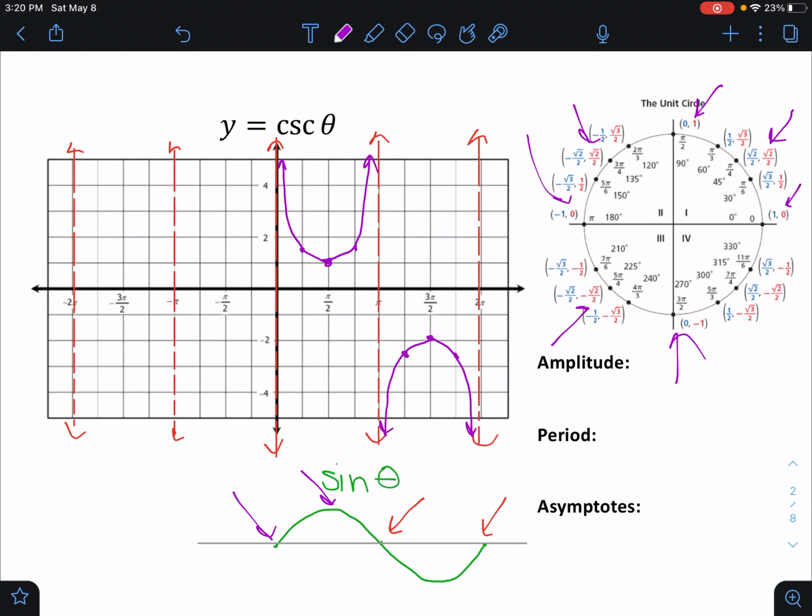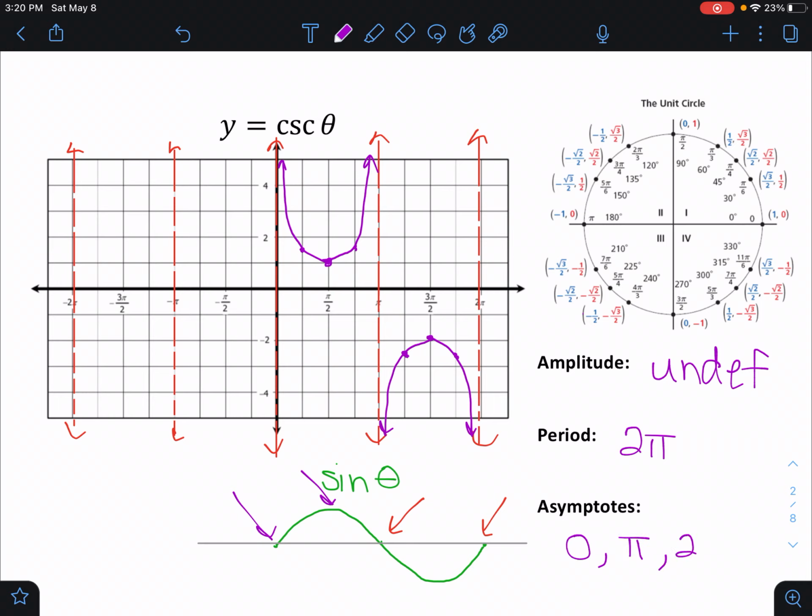Now this cycle repeats, so my amplitude for cosecant is still 2 pi, okay? The period, I shouldn't say amplitude, I should say the period is still 2 pi. The amplitude is undefined because it keeps going all the way up or all the way down. My asymptotes, you can see they lie at 0, pi, 2 pi, and then back the other way, -pi, right? So every multiple of pi.